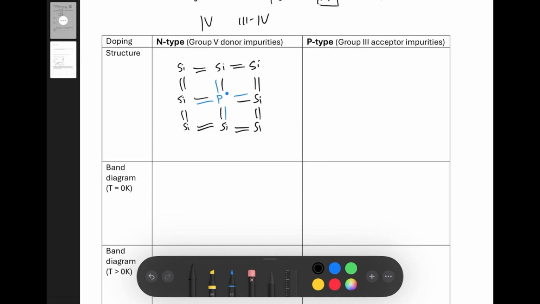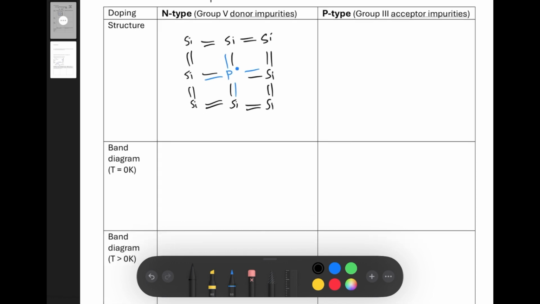Why? Let's look at the energy band diagram. We have a conduction band and a valence band, and there's also an energy level here called the donor energy level, or Ed. At 0 Kelvin, all of these are the excess electrons from the phosphorus atoms. As you can see here, there are 7, so this is as if there are 7 phosphorus dopants.